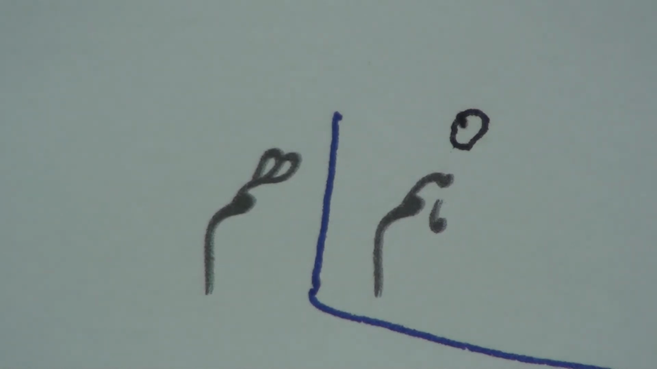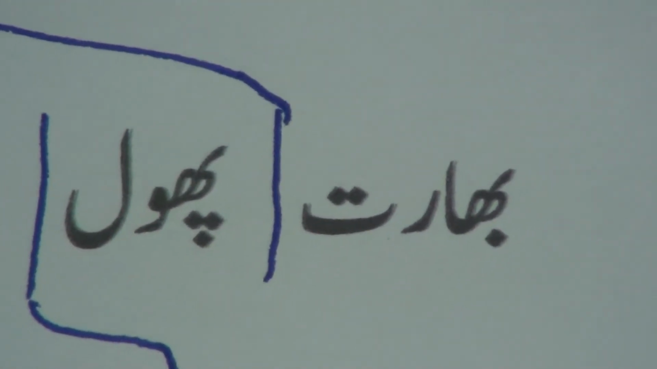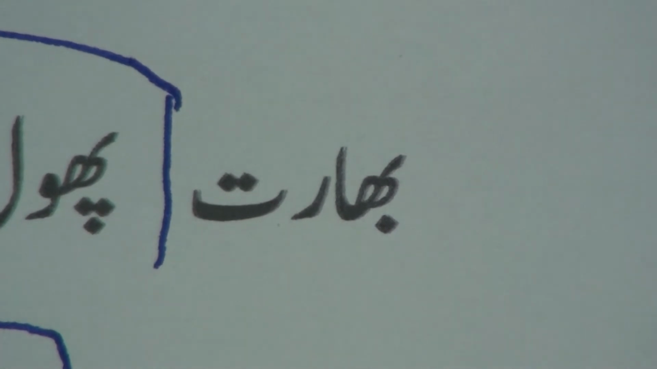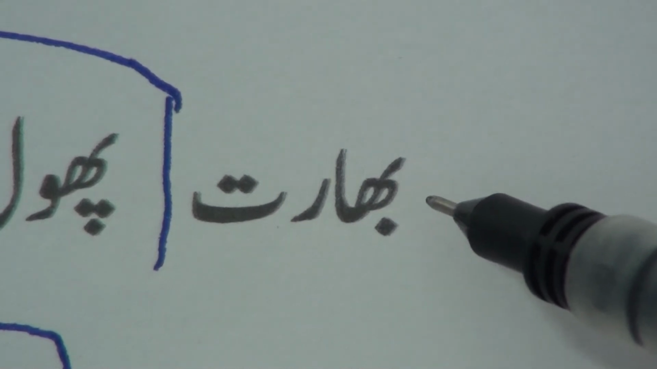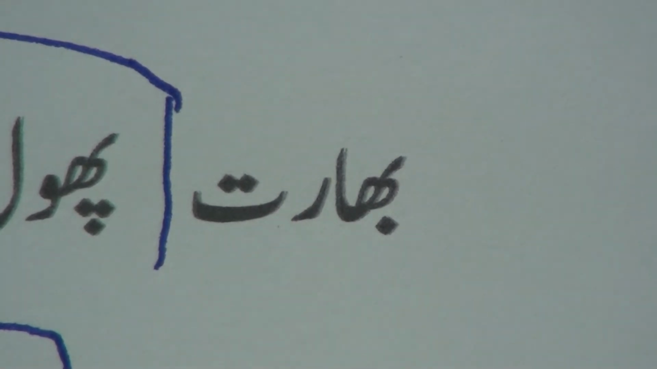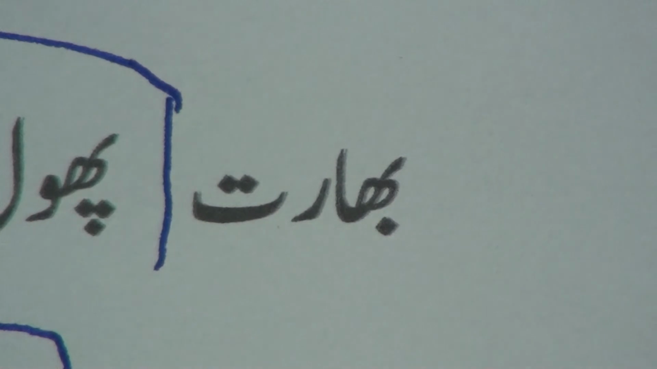What are compound consonants? Let's take some examples. For example, here, Bharat. Be do chashmi he sounds as bha. Be sounds as ba, and be do chashmi he sounds as bha. So this is be do chashmi he, alif, bha, and re te, rat. Bharat.